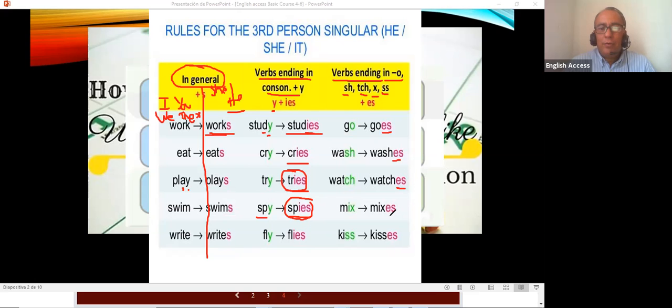Now, the last rule, verbs ending in O, SH, CH, X, or double S, we add ES at the end of the verb. So go changes to goes. Also do changes to does. Okay? I do, she does. We do, he does. I go, he goes. We go, she goes. Repeat after me.